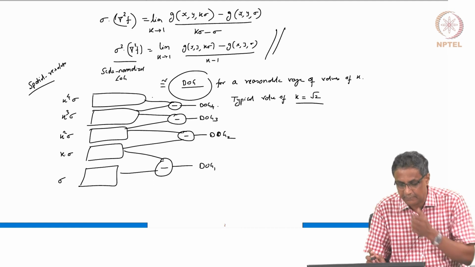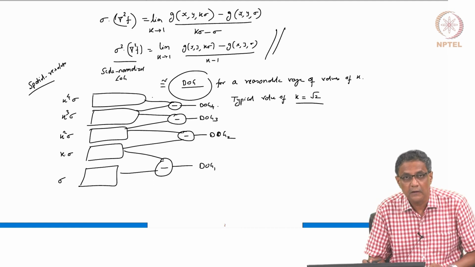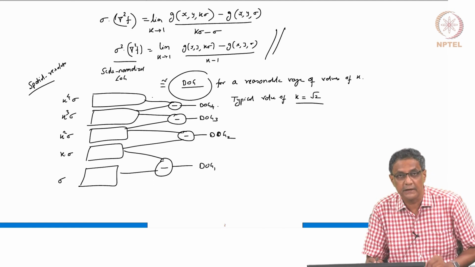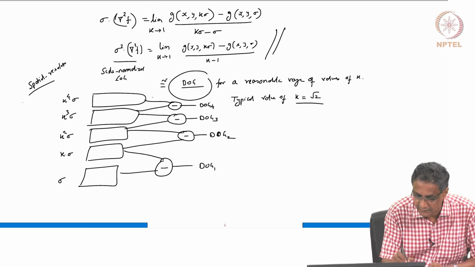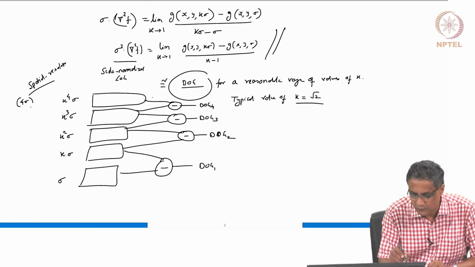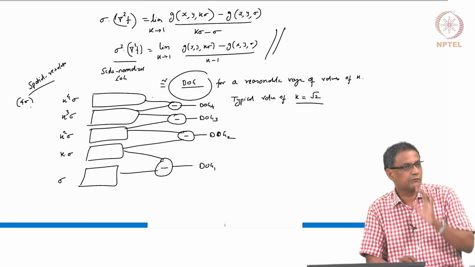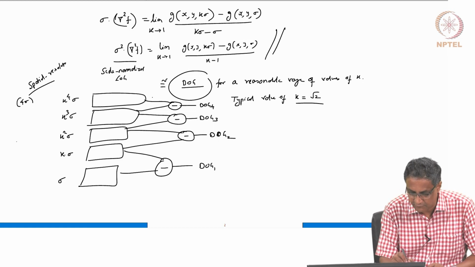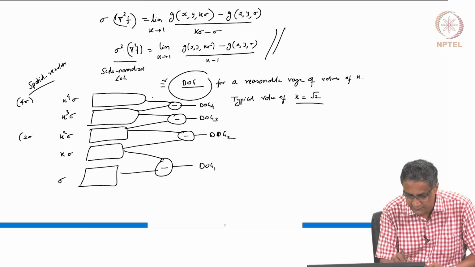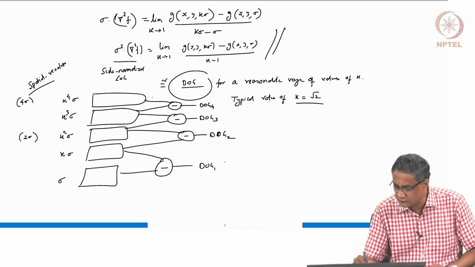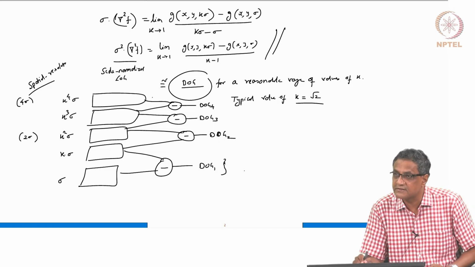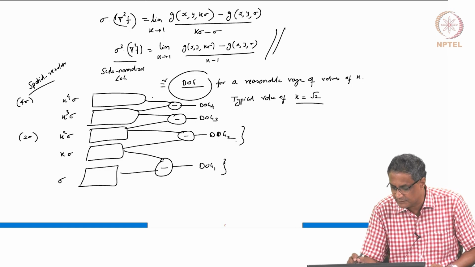By the time that you are at DoG 4, how much is your sigma up by now? 4 sigma. So if k is root 2, you're looking at already 4 sigma there, and here where you've got k square, it's actually 2 sigma. Each of these is an approximation to the LoG at that scale.